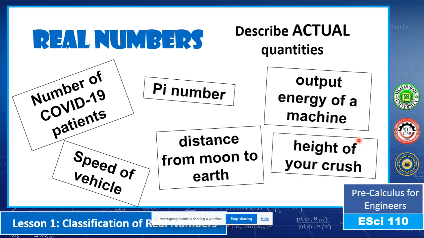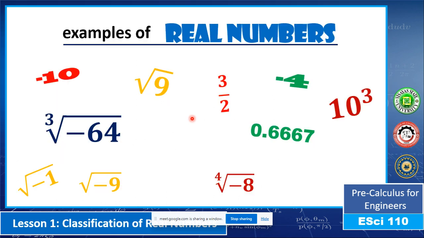And then of course, the height of your crush, you can quantify it maybe in inches or in centimeters. For example, 5'1" in height, you have 153 centimeters. So this is part of the real numbers. And we have common examples of real numbers. This is just a review from your high school or senior high class.